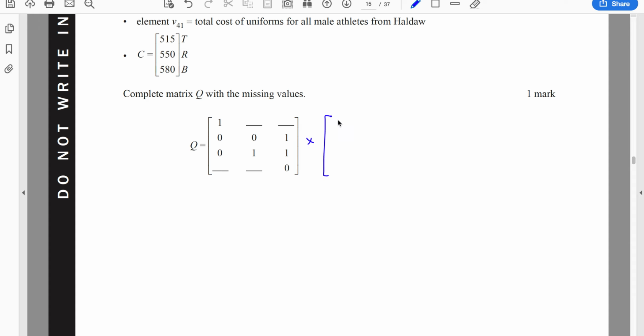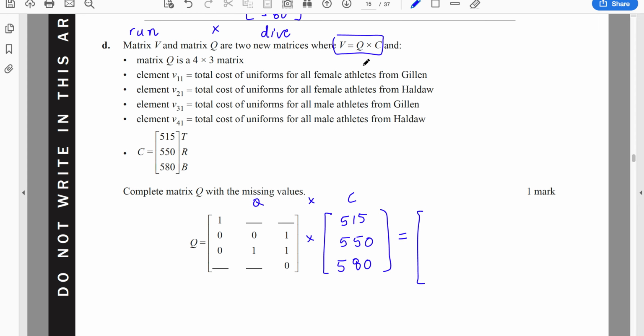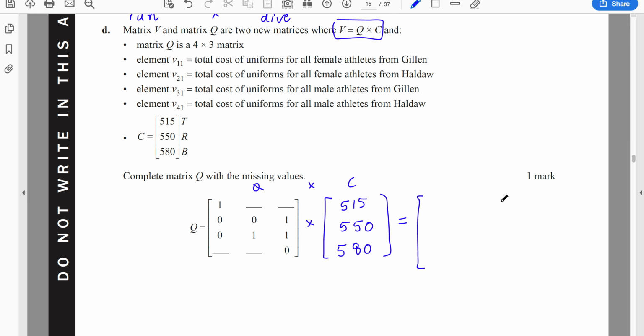Okay, so I've got my 515. This is matrix C. So that's Q multiplied by C, which is what I had up here, Q by C. And then in this one, this is V, because this is what it has to equal. I'm going to make a note of what I should be getting in here, just to make things easier.